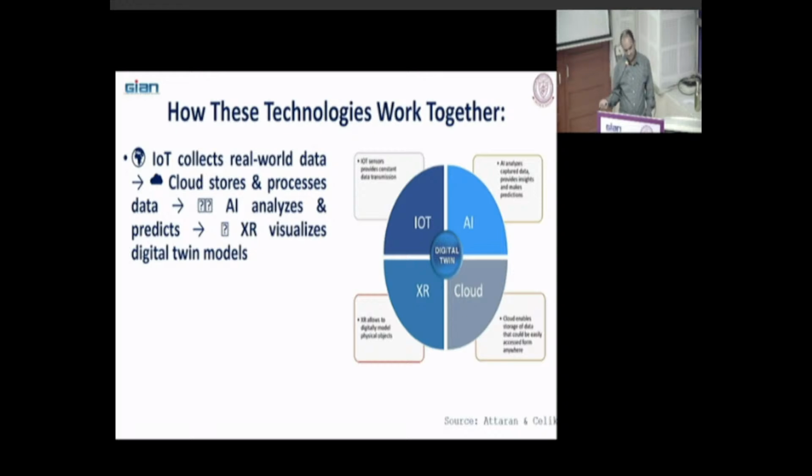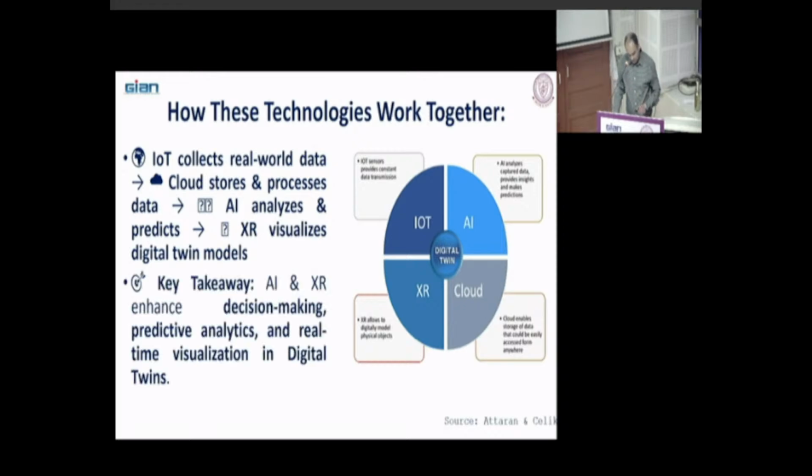Then after that, extended reality visualizes the digital twin models. It will look like that. So that's the total flow of those four technologies. So AI and XR enhance decision making, predictive analytics, and real-time visualization in digital twins.